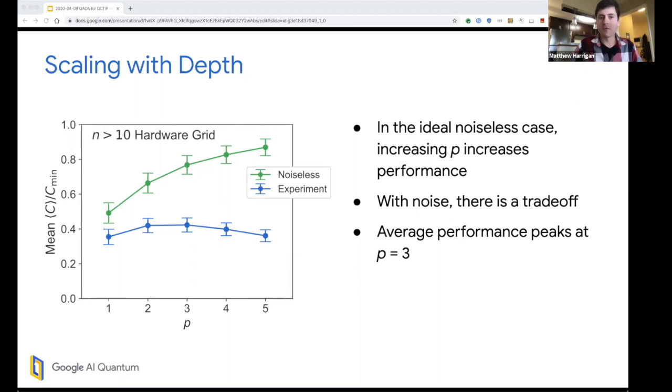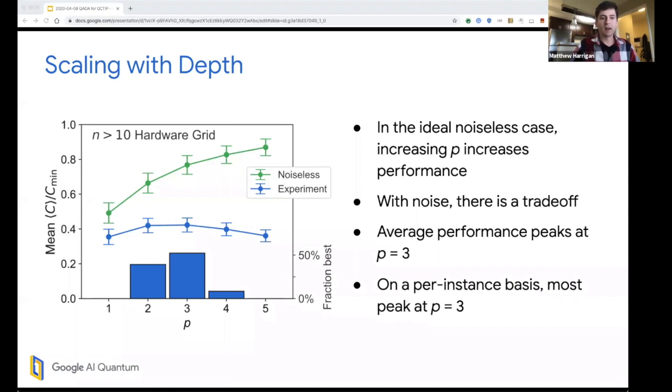And perhaps a more informative way of looking at this experimental data is, instead of averaging all of these instances, for every instance, and again, there's 10 instances for problem sizes from n equals 10 to n equals 23, figure out which hyperparameter value of p maximizes performance, and then we plot that histogram inset in this plot. And we find that over half of our problems on the hardware grid have maximal performance at p equals 3.